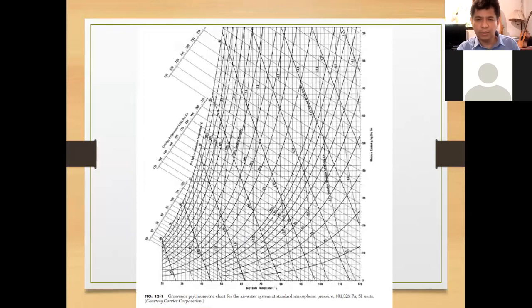Ito yung ating Grosvenor chart. So basically itong mga curves na to, these are the relative humidity curves. So halimbawa yung nasa right sa y-axis, that's the humidity. So just draw a horizontal line and you will find the new relative humidity. Kasi di ba, syempre pag heating, dito yung highest temperature. So you move from left to right. And then babasahin nyo lang kung saan tumapat na relative humidity.